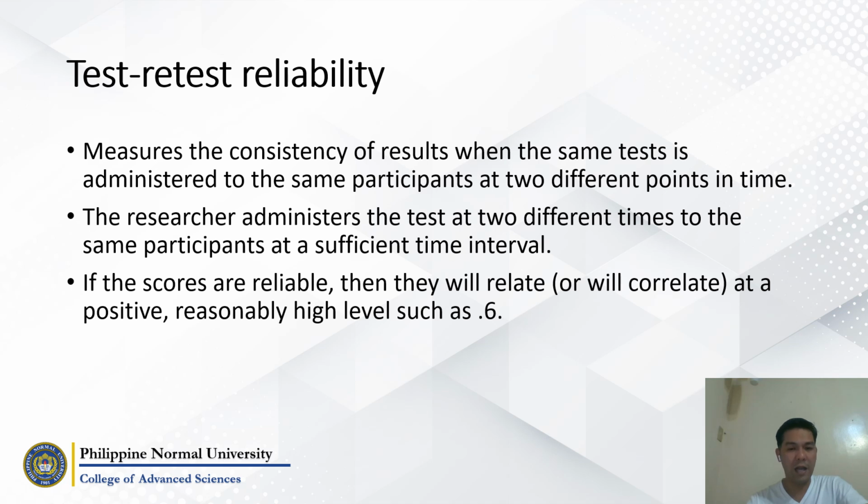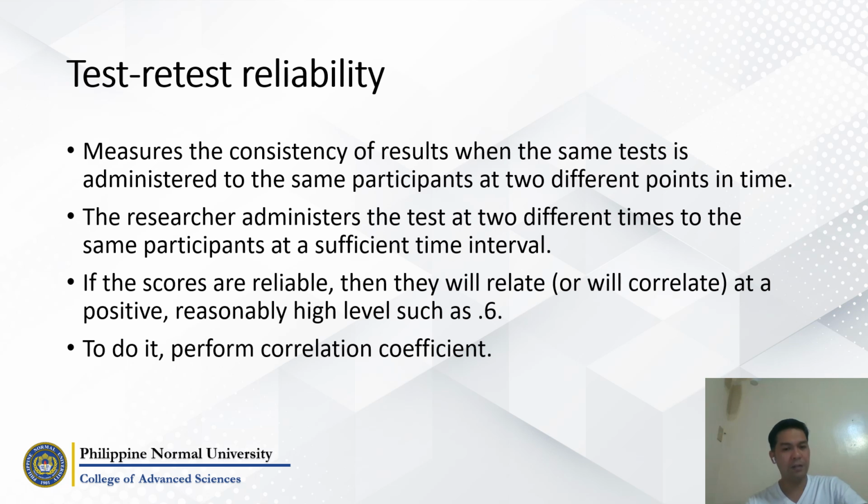If the scores are reliable, then they will correlate at a positive and reasonably high level, such as 0.6 or higher. So to do it, perform correlation coefficient. Meaning, if you want to measure the reliability using test-retest, then you are going to perform correlation coefficient.